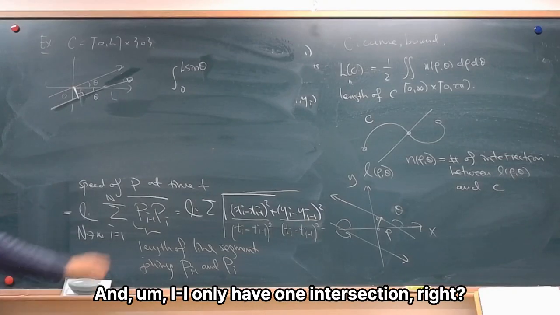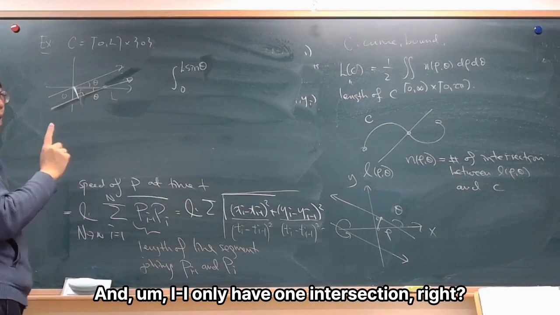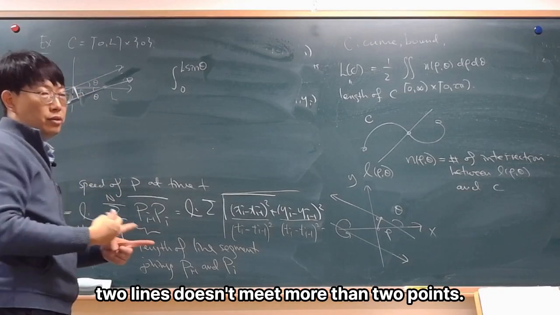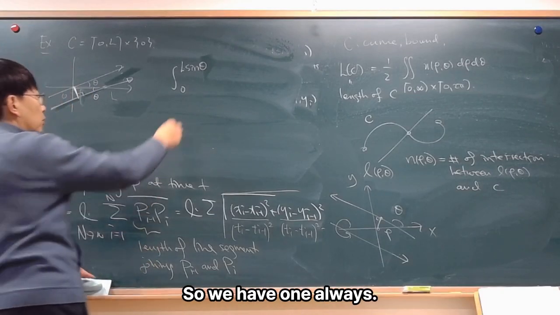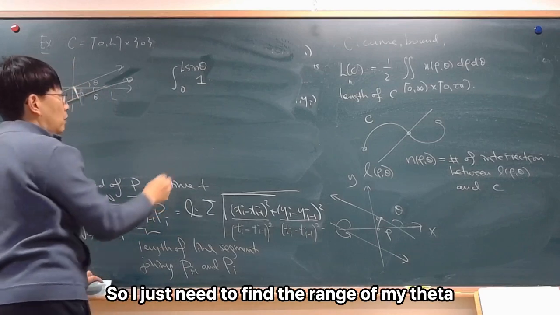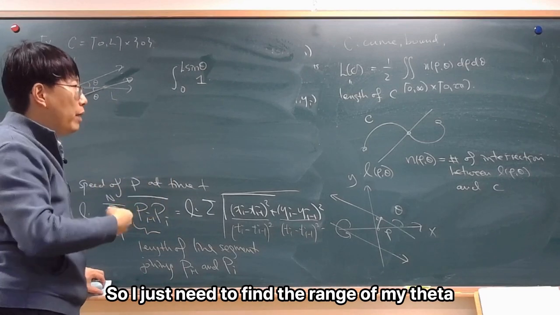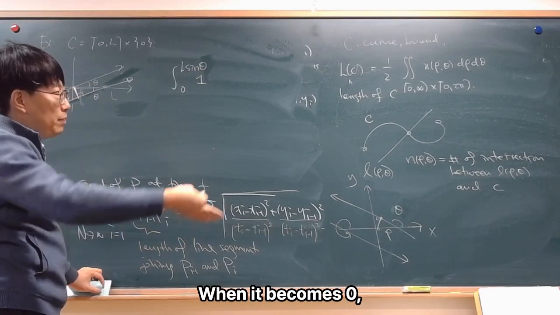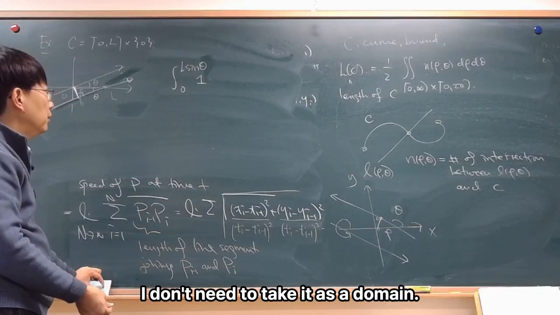And I only have one intersection, right? Because this is a line segment, two lines don't meet at more than one point, so we always have one. So I just need to find the range of theta and rho whenever n becomes 1. When it becomes 0, I don't need to take it as part of the domain.